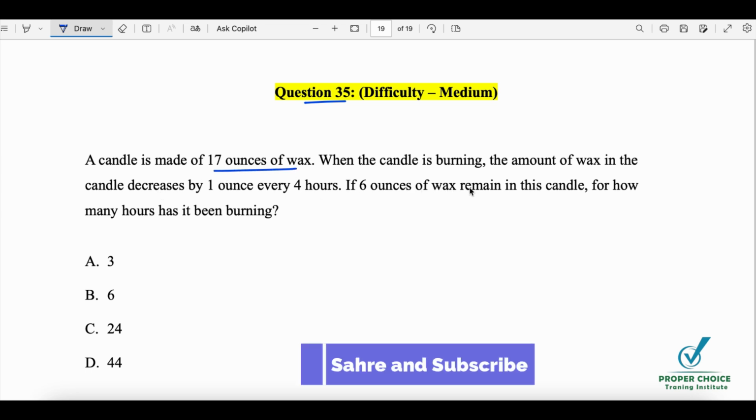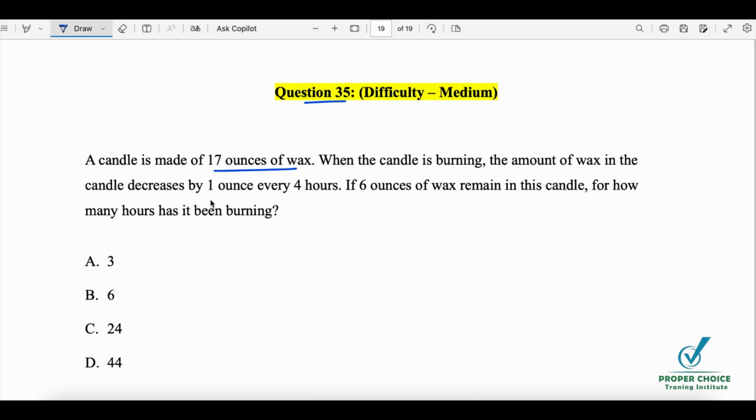When the candle is burning, the amount of wax in the candle decreases by 1 ounce every 4 hours. So for 4 hours, the amount of candle burned is going to be 1 ounce. Now the question says, if 6 ounces of wax remains in this candle, for how many hours has it been burning? Initially it was 17 ounces, now only 6 ounces are left. So how many ounces of wax have been burned? 17 minus 6, it's going to be 11 ounces of wax burned so far.